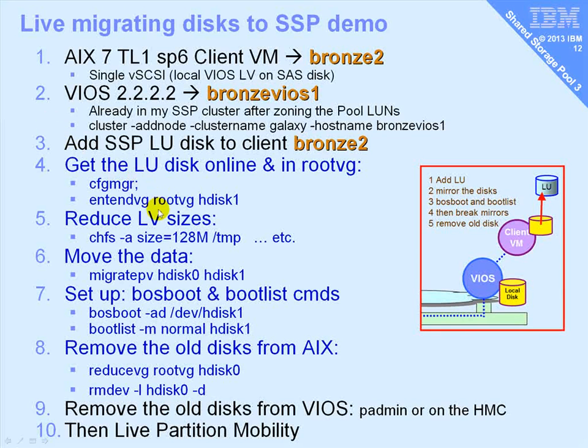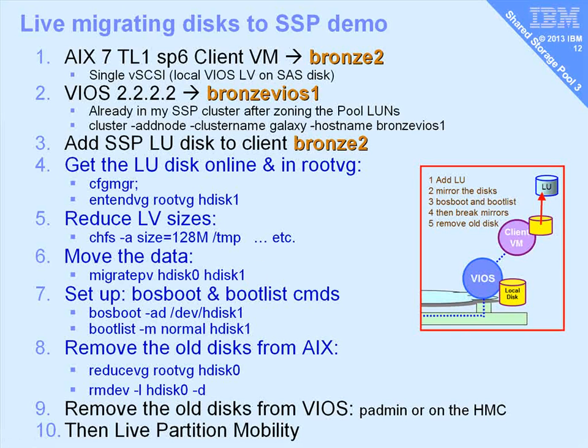Then we need to get that online. All these blue ones are just regular AIX system admin. There's nothing rocket science in here. We're going to reduce the logical volume size of the file systems. That just means we have to copy less between the two disks. The migratepv is going to do all the hard work for us. Just takes a couple of minutes in this case.